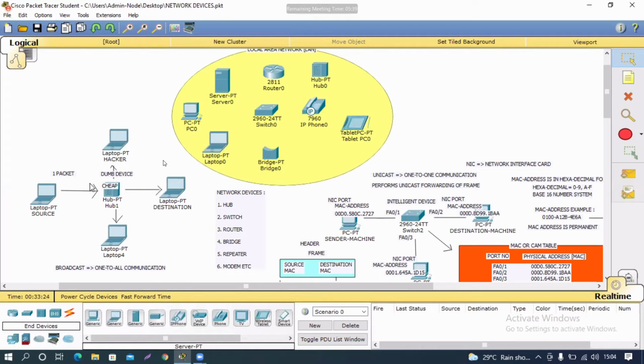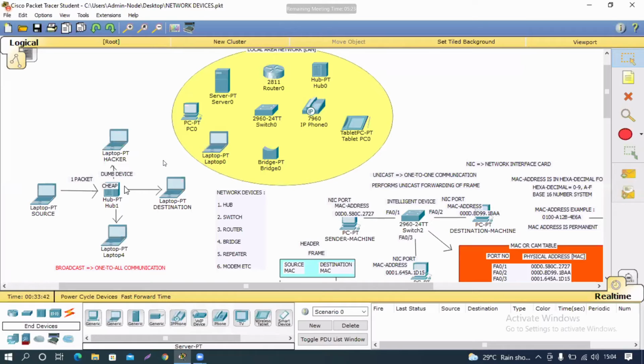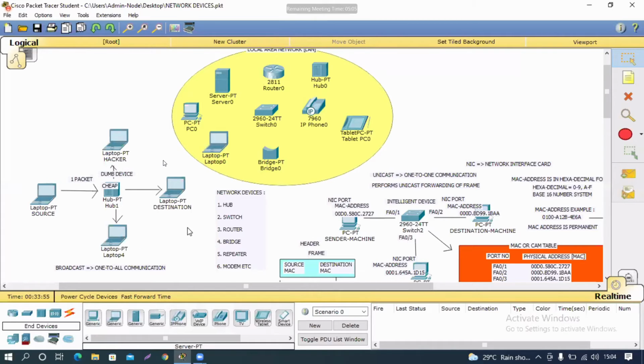When you send something to a hub, it delivers it to all these machines. This is what we call broadcast, one-to-all communication. It cannot decide to which destination it has to forward the packet. It simply takes the packet and broadcasts it to every machine connected to it. This is exactly what the hub device does. It takes information from the source and simply delivers it to all the machines connected to it, including the destination. Understood?